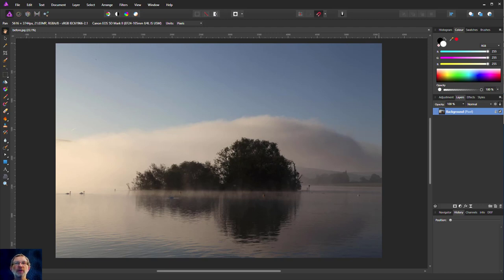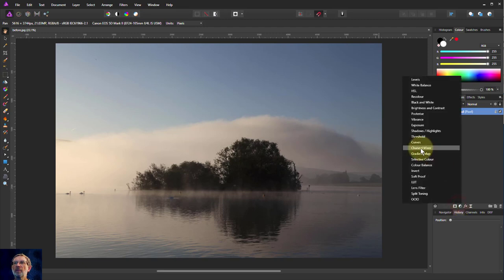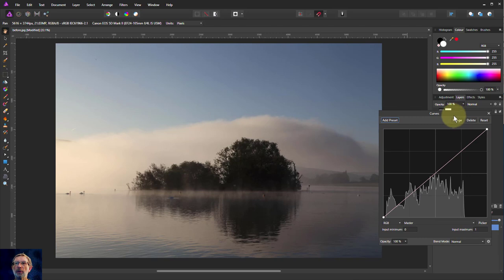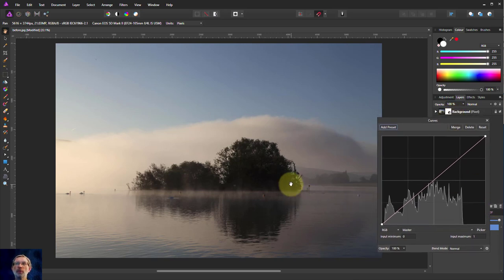Let's have a look at adjusting individual colors by using the curves adjustment. So let's bring up the curves here we go, and see what we can do to this rather nice picture. One of the things we might think of is, can we sort of bring this in a bit, because nothing much seems to be happening here.